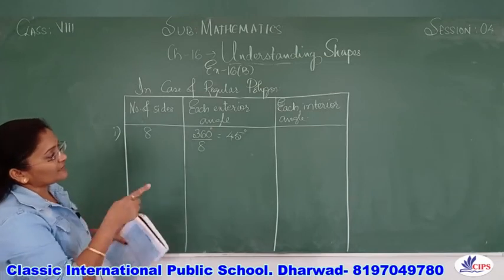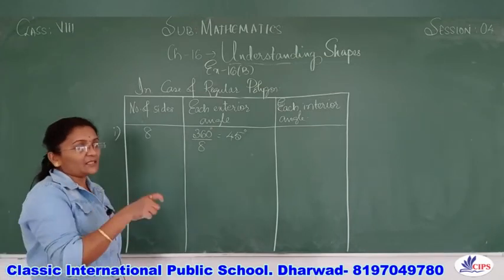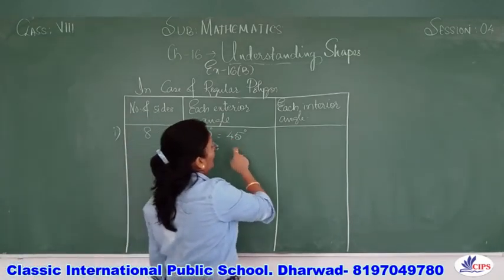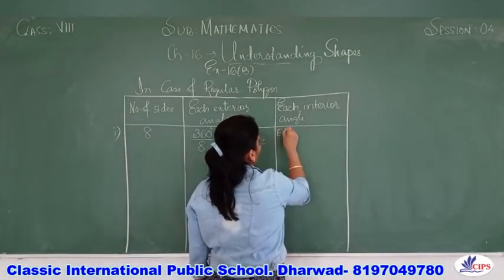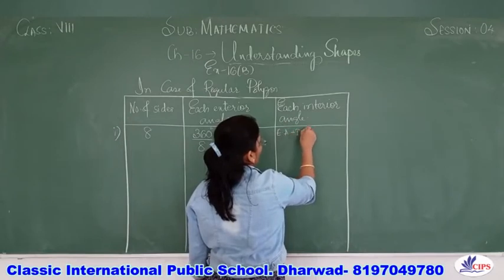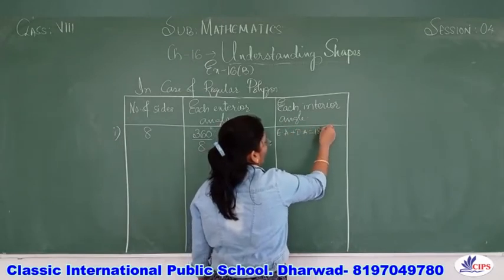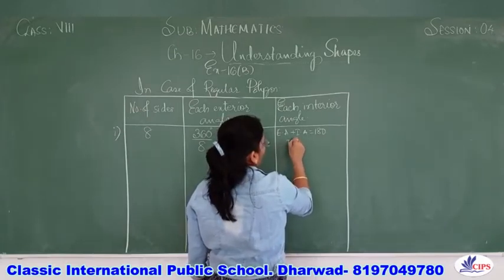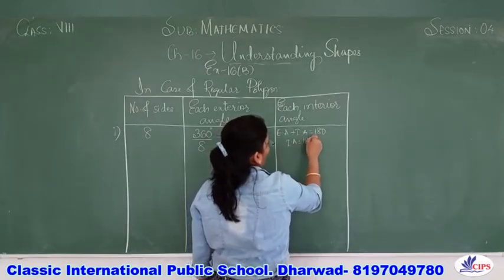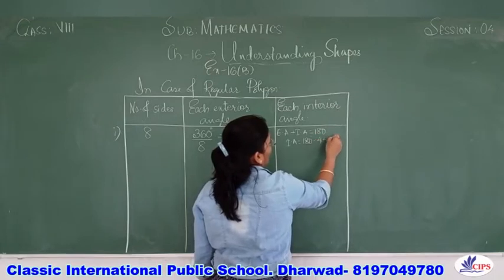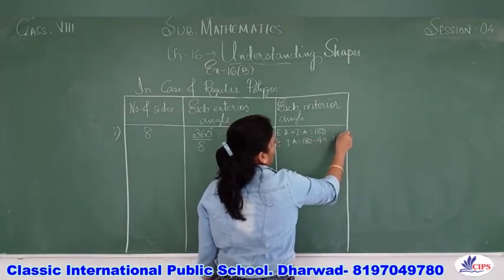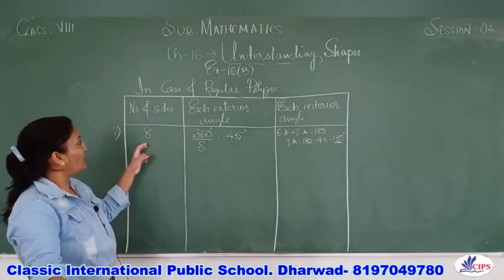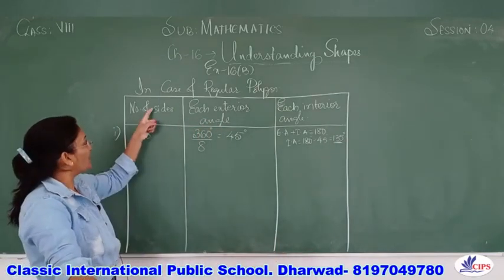Now how to find each interior angle? You know exterior angle plus interior angle is equal to 180 degrees. So we know the measure of the exterior angle. I am writing in short form: exterior angle plus interior angle is equal to 180 degrees. So interior angle is equal to 180 minus 45. What is 180 minus 45? It's 135 degrees. Got it?